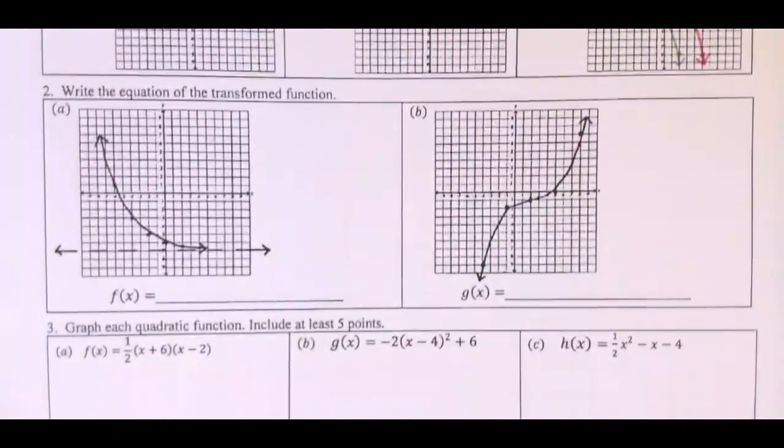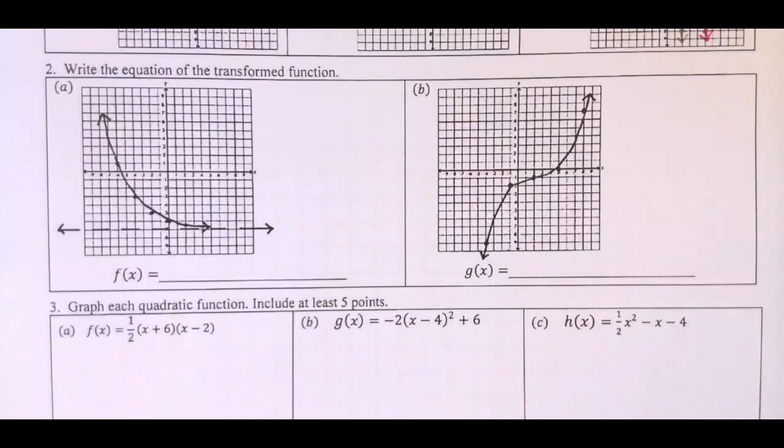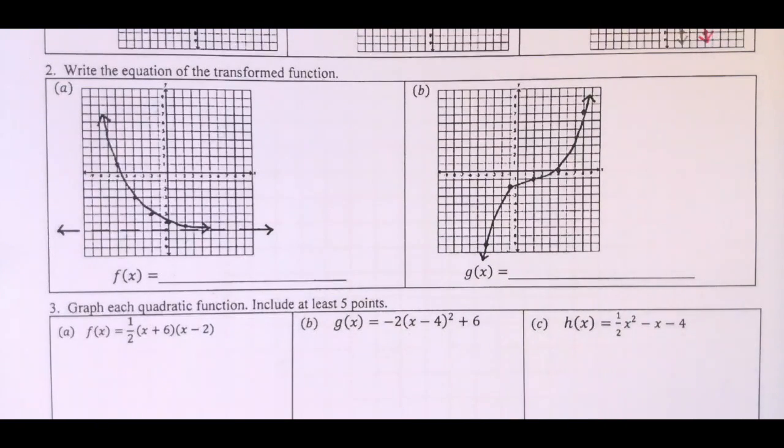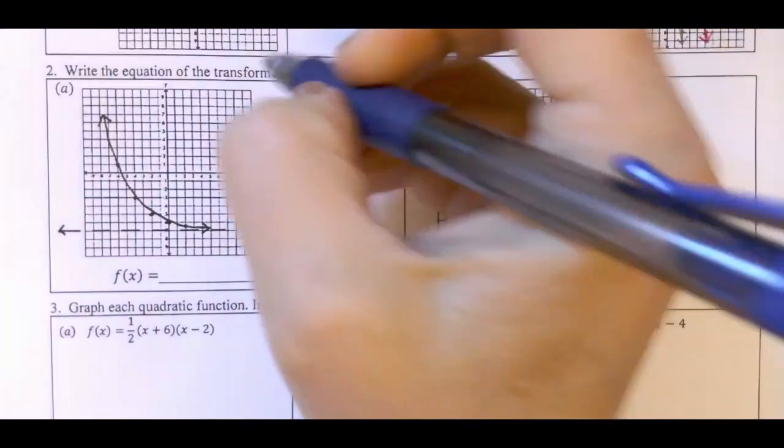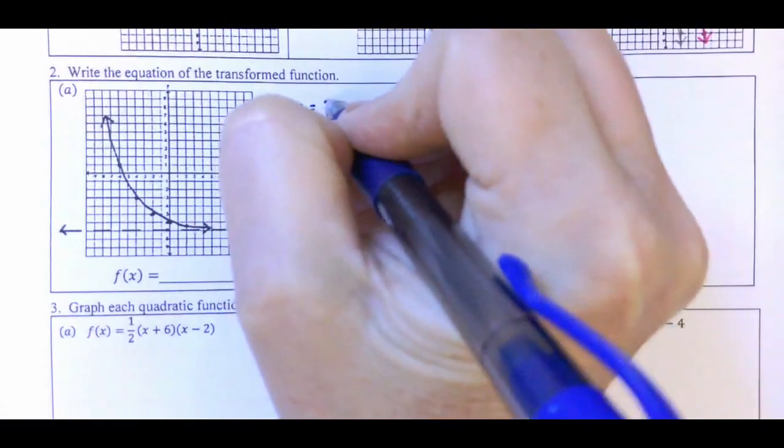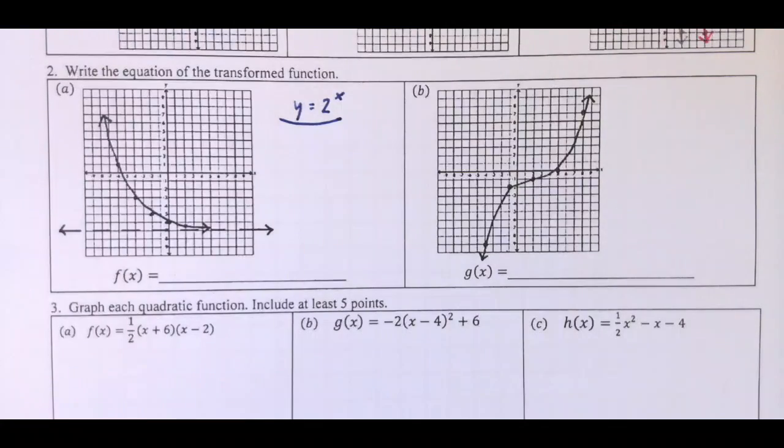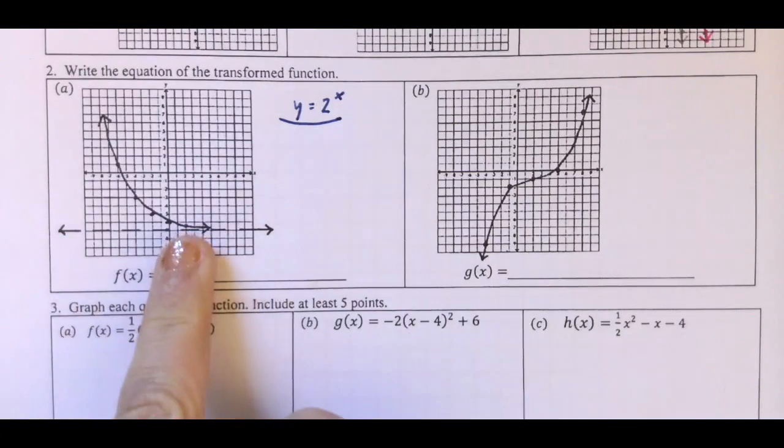Okay, next skill, can you go backwards? Can you write the transform function from the visual provided? So this first one, we should see that that is exponential. We've only been giving you a base of 2, so 2 to the x. Okay, what else is happening?